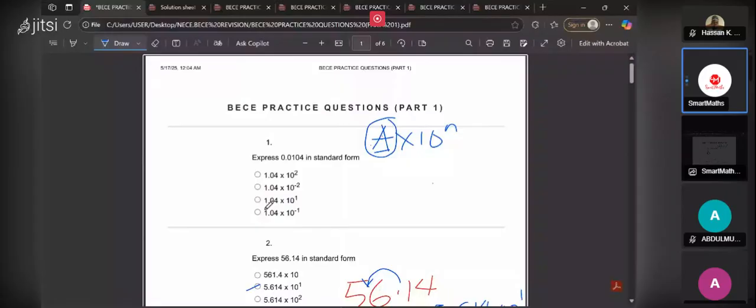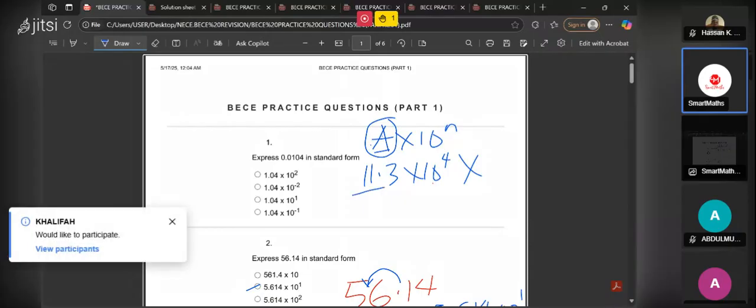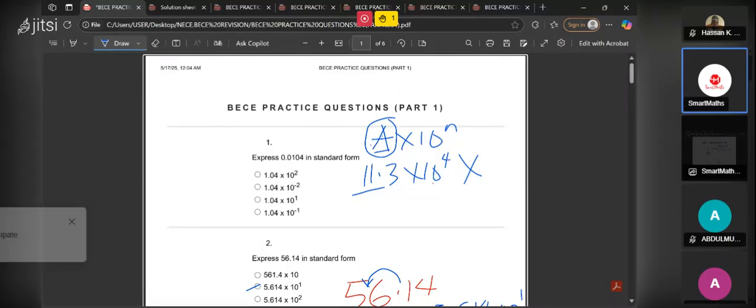So if we now have something like 11.3 times 10 raised to something, this will be wrong. Mere looking at it, you know that it is wrong. Because of what? You have two digits before the decimal point. Hope I'm making sense. So in that case, how do we fix it? It means we are going to transfer the decimal point to leave a single digit before the decimal point.